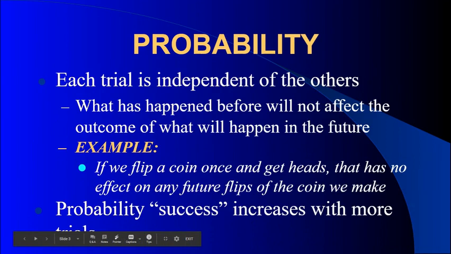With probability, each trial is independent of the others. So what's happened before won't affect the outcome of what will happen in the future. For example, if we flip a coin and get heads, that has no effect on the next time we flip the coin. And probability success increases with more trials. That is like increasing your sample size, you're going to get better results.